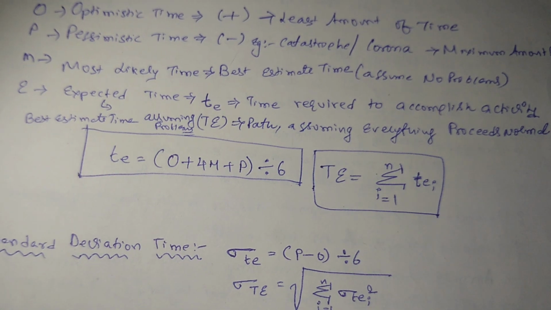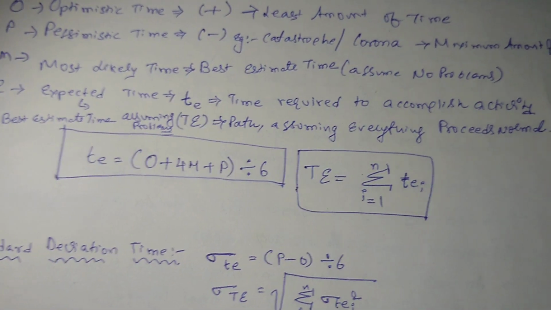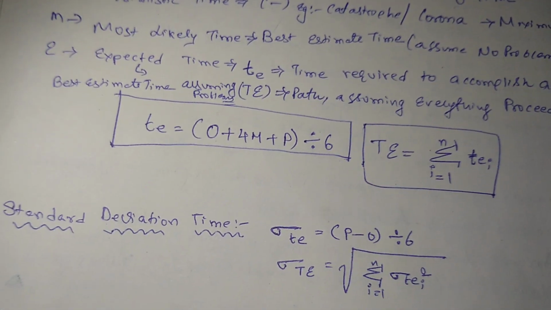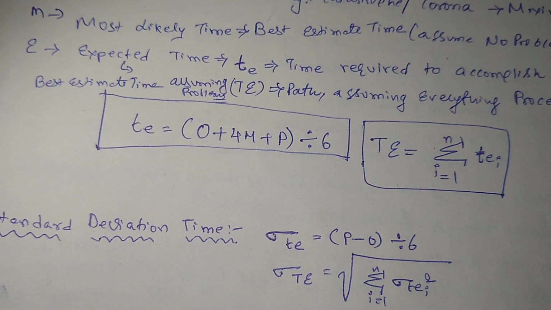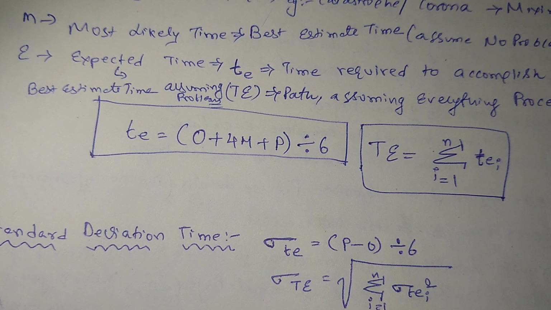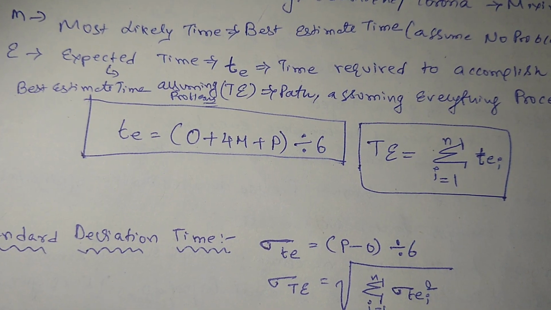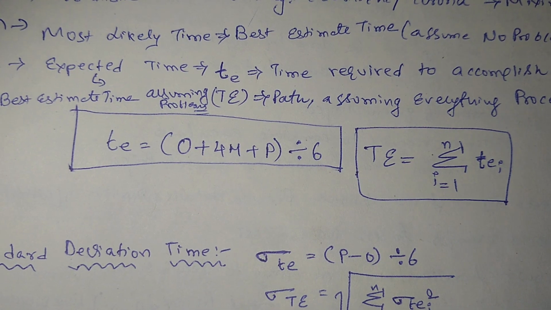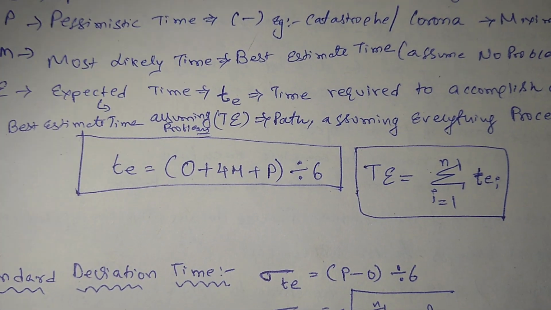So best estimate time is the path assuming everything proceeds normally. Here the expected time can be calculated with the help of the formula E = (O + 4M + P) / 6. It is not zero, it's O. O is optimistic time, M is most likely time, P is pessimistic time.